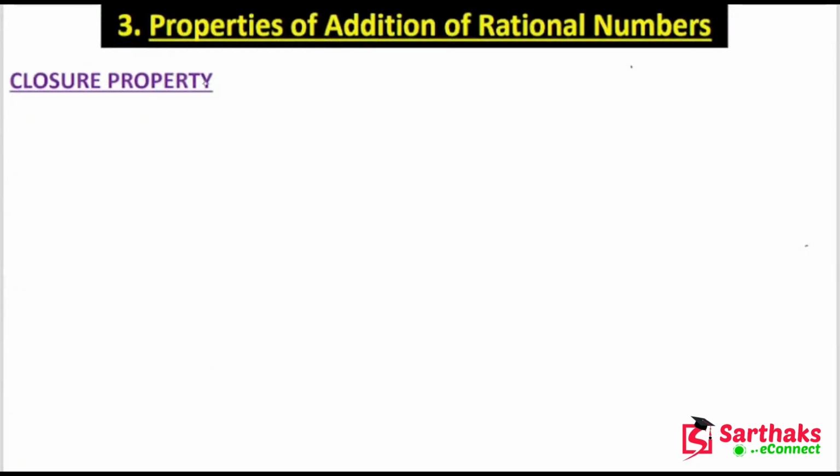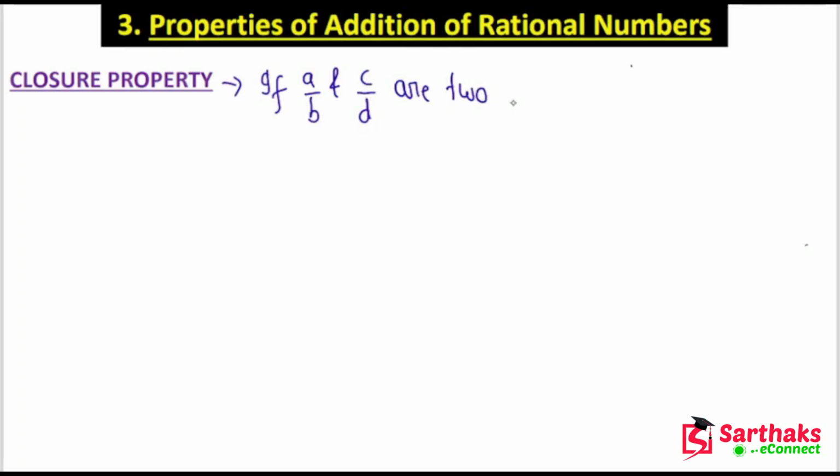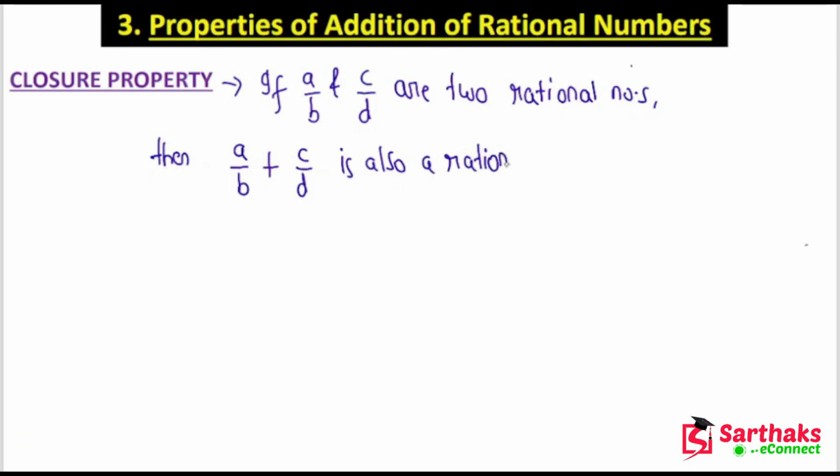Now what does this property say? It simply says that if a upon b and c upon d are two rational numbers, then a upon b plus c upon d is also a rational number. That is, if you add two rational numbers, then you will always get a rational number. So this is the simplest property. Closure property simply states that if you add two rational numbers, you will get a rational number.